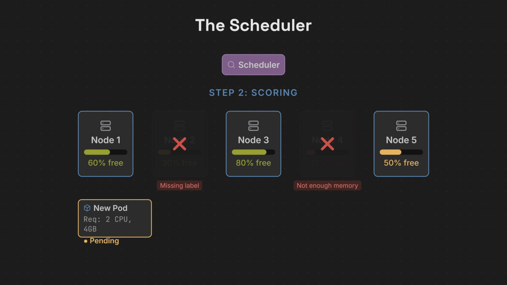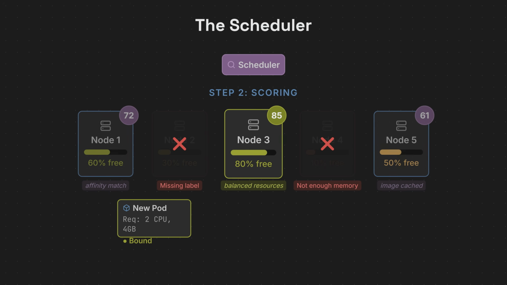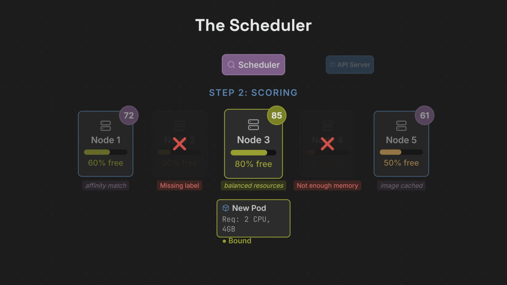After filtering, the scheduler scores the remaining nodes. It runs a set of priority functions. Which node would give the most balanced resource usage across the cluster? Which node already has the container image cached? Which node best satisfies the pod's soft preference rules? The highest scoring node wins. The scheduler tells the API server its decision by creating a binding object, essentially saying this pod belongs on node 3.